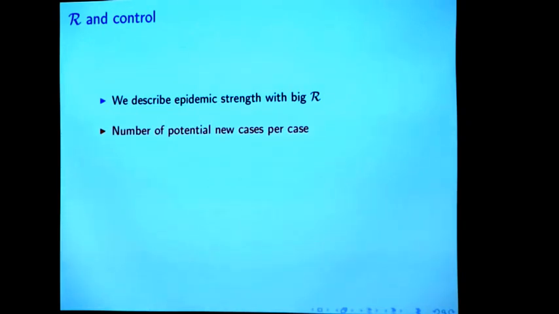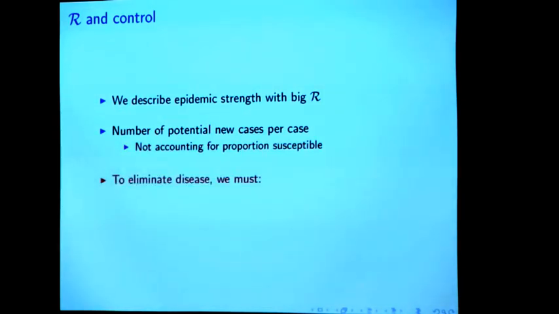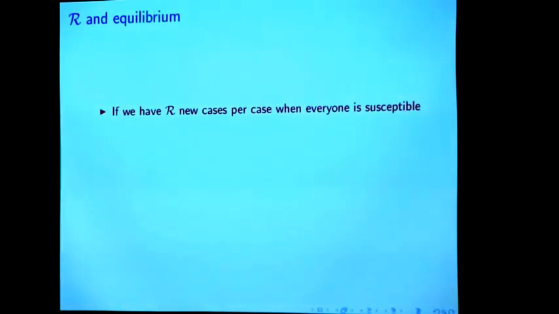Big R is the number of potential new cases per case. So if I walked into this room, to this conference with a brand new disease, and I was sick during the conference, we would want to ask, on average, how many people would I expect to infect? That's big R, and big R typically doesn't account for the proportion susceptible. We can give it a subscript if we wanted to. But to eliminate disease, we must reduce effective reproduction by a factor of big R.